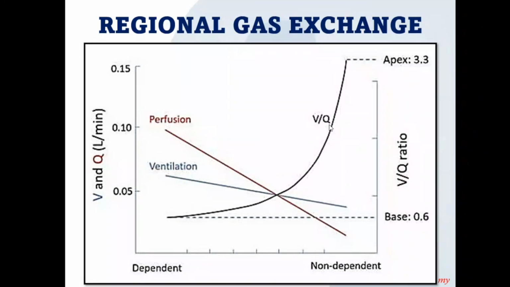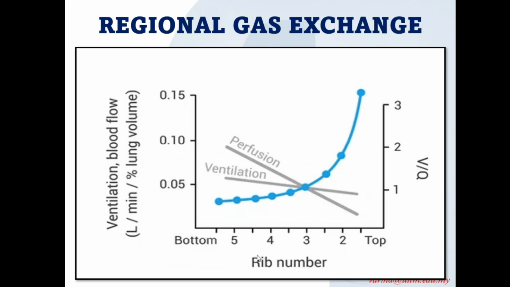And your VQ will always go from higher in the non-dependent part to lower in the dependent part, because your V over Q is based on how much the ventilation is. Wherever the ventilation is higher, the VQ will be higher. The same goes for this. If you talk about bottom and top in a patient who is erect, this is the rib number, top to below. You will label it in a reverse manner.